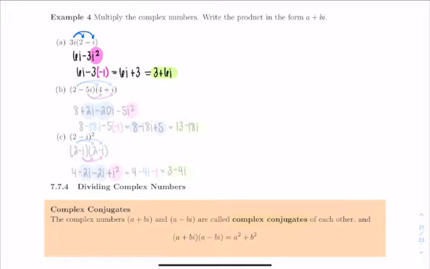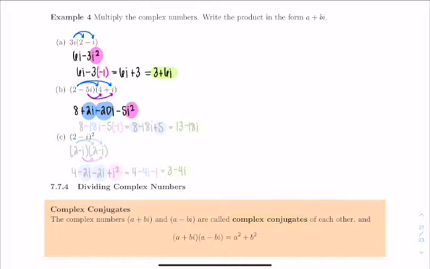Let's go ahead and try another one. In this case, we are going to just FOIL this like they were two binomials. We're going to multiply the 2 to both pieces, and then we're going to multiply the negative 5 to both pieces. So 2 times 4 is going to give me 8. 2 times i gives me 2i. Negative 5i times 4 gives me negative 20i, and then minus 5i times i gives me minus 5i squared.